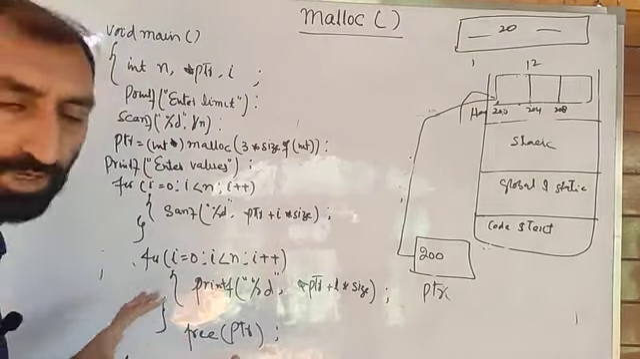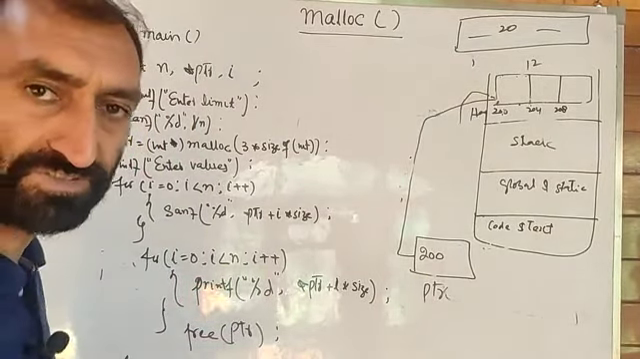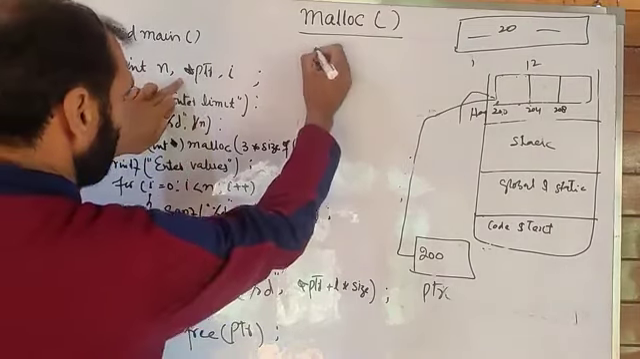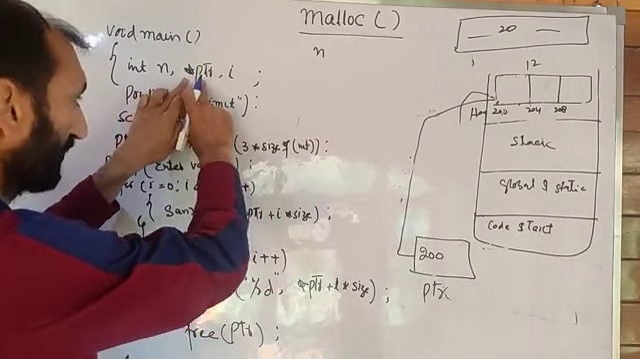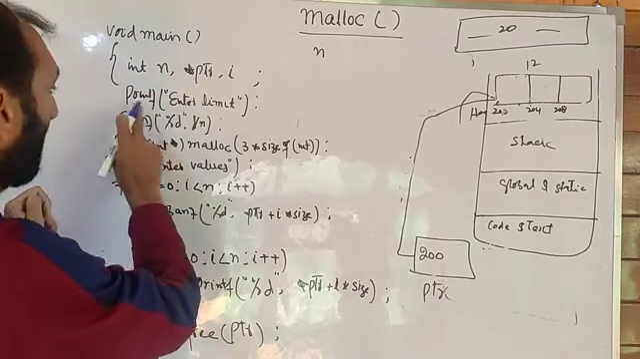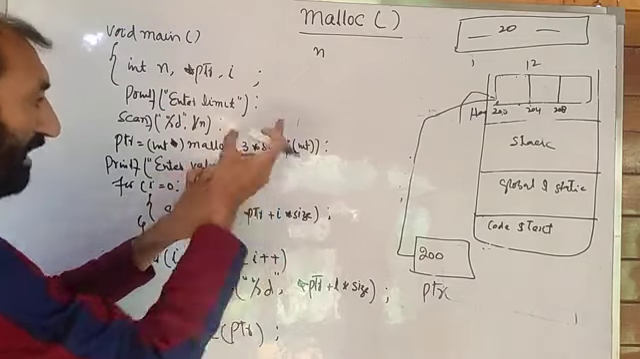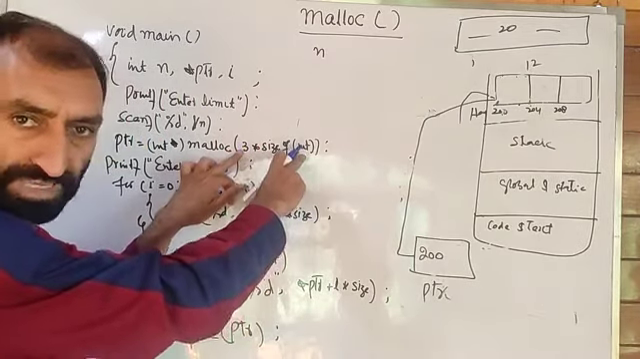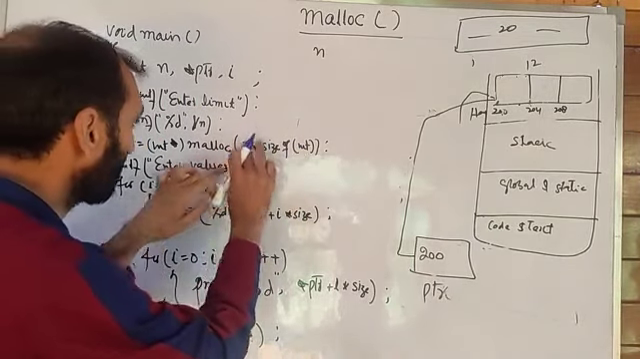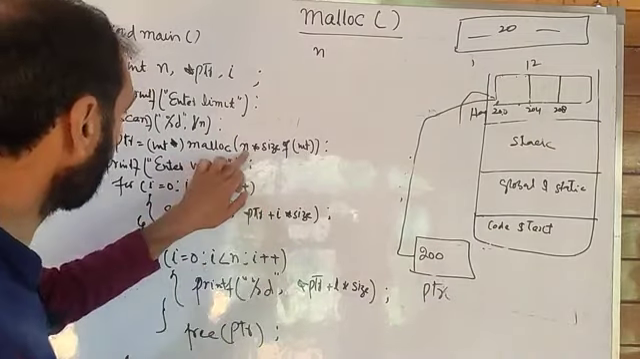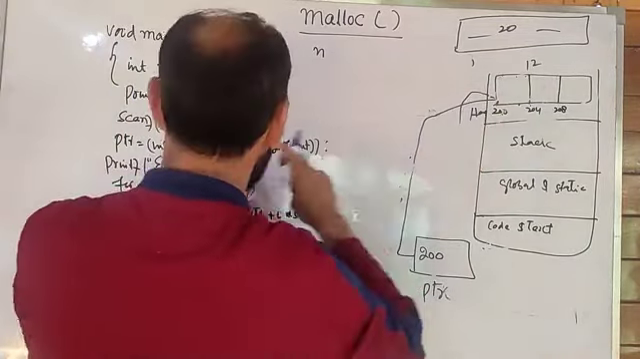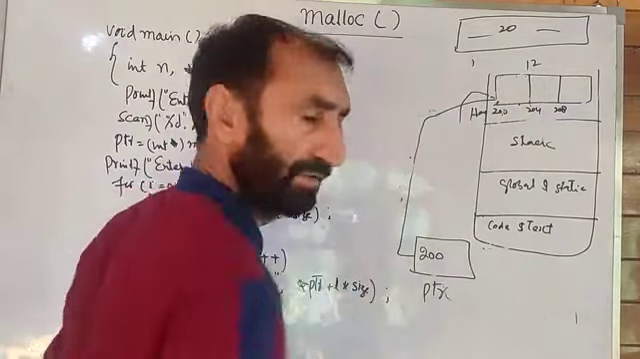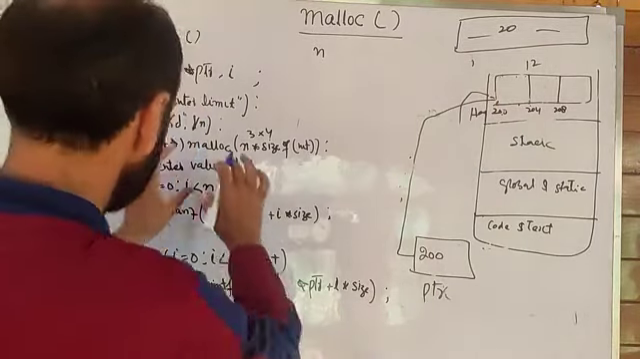Here I have written a program. With the help of this small program, we will discuss the working of the malloc function. Here I have declared three variables: n, the pointer ptr, and i for loops. Enter the limit. For example, the user wants memory for three elements of type integer, so n is 3. That means 3 into sizeof int, which is 4, so 12 bytes of memory will be allocated dynamically by the memory manager for this program.